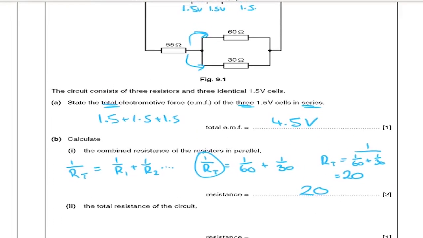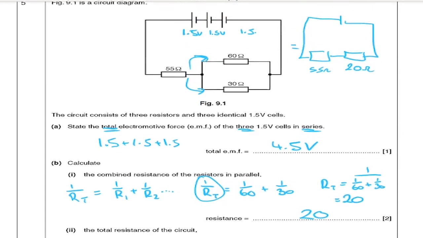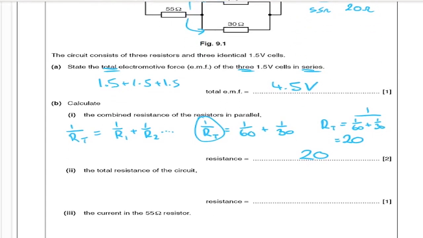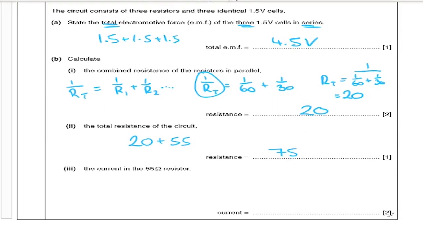Then you're asked for the total resistance of the circuit. So what I can do is rewrite this circuit. So far it looks like this. I've said that these two, 60 and 30 ohms, together become a 20 ohm, and I've still got my 55 ohm here. So I just need to add these together. So 20 plus 55 gives me 75 ohms of resistance. And then you're asked to find the current in the 55 ohm resistor. So to do that, we are going to use V is IR.